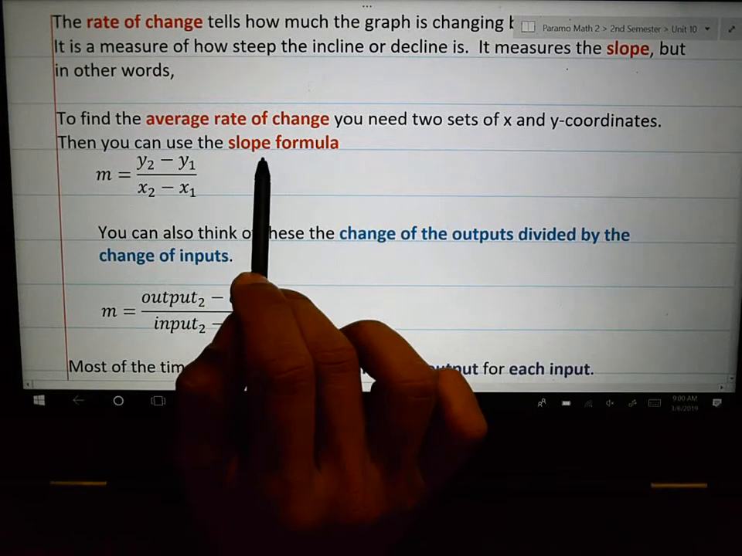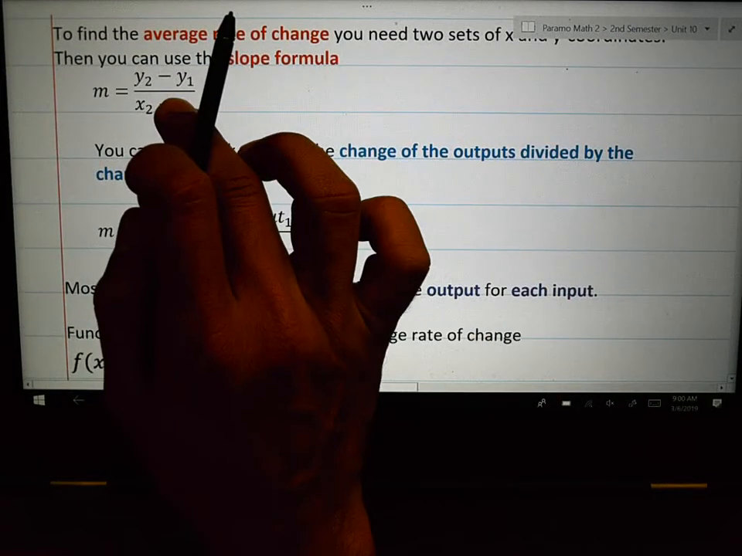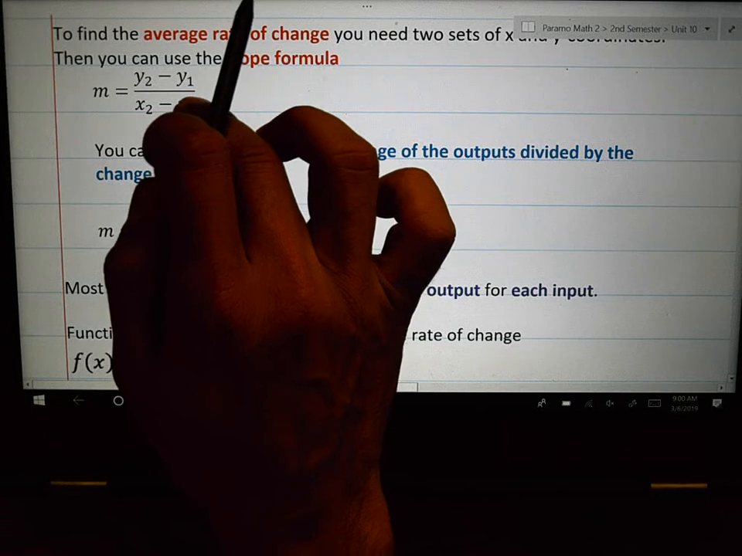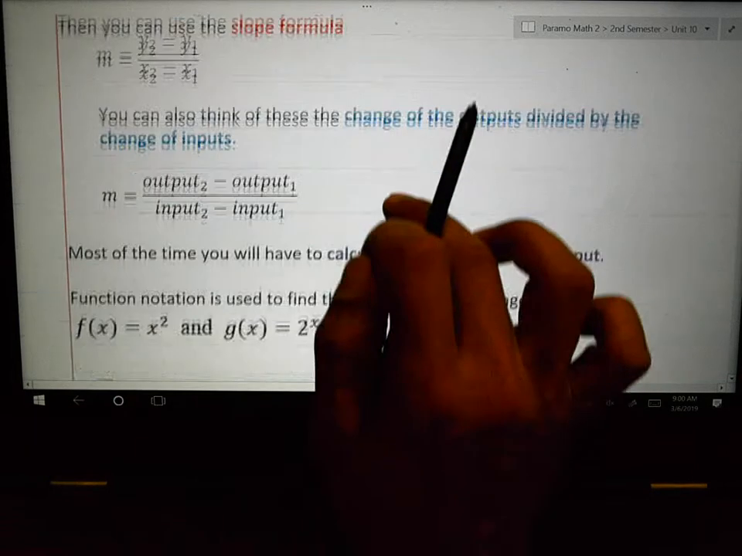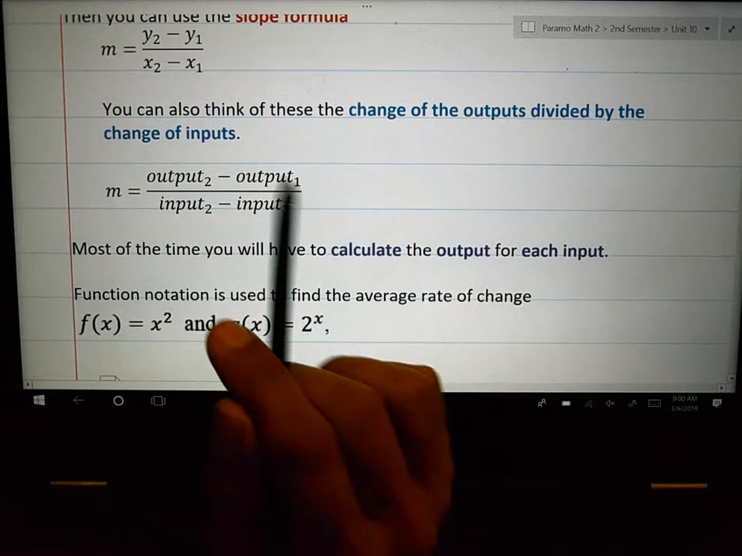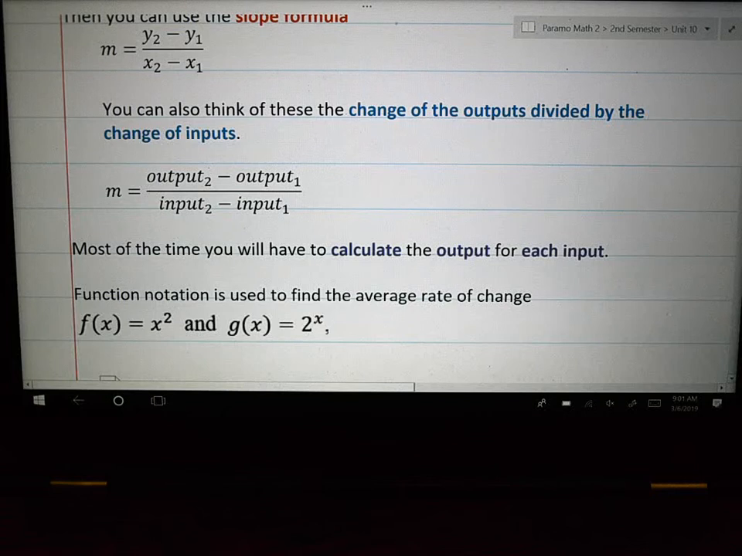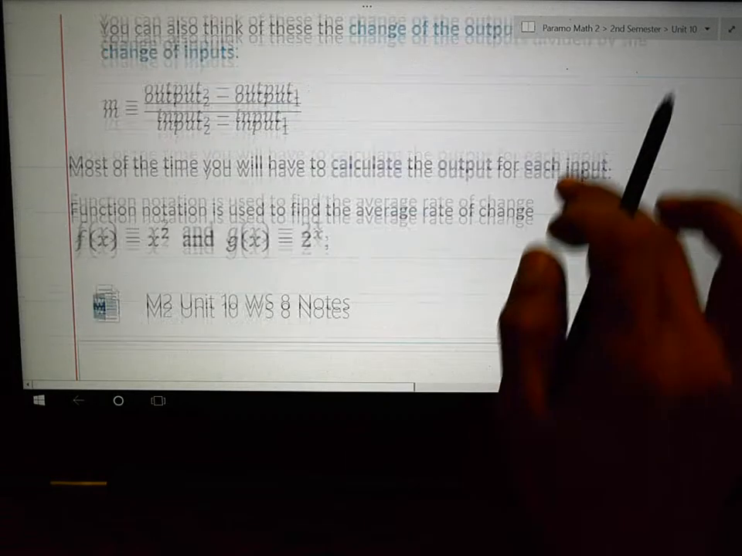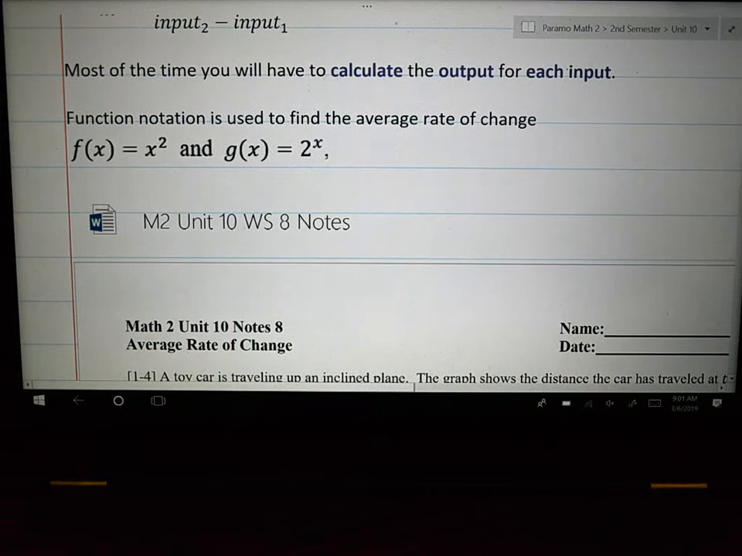Okay? So this slope formula is something you're going to use, and that's with a graph. But sometimes you won't be given a graph. Sometimes you're going to be given equations. And because you're given equations, you might want to think of it as output 2 minus output 1 divided by input 2 minus input 1. And I say that because they're going to use a whole lot of function form on these two worksheets that I gave you. I gave you a notes worksheet and I gave you a homework worksheet.